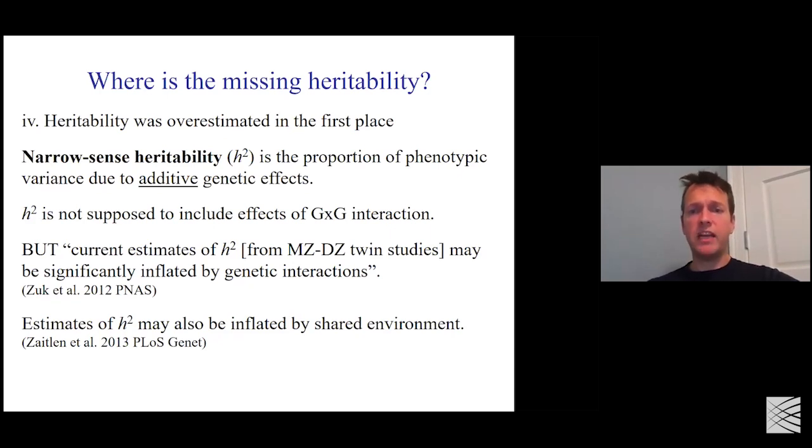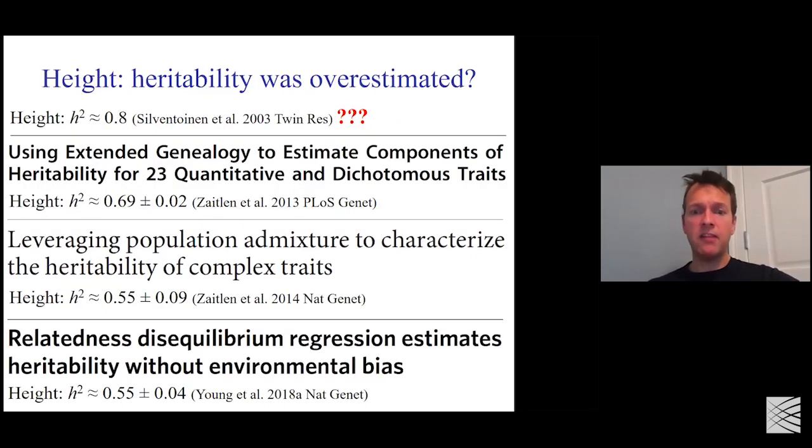2012, that could inflate your twin-based estimates. So there's people out there who believe that the twin-based estimates may be inflated, despite the fact that they're sort of the best, well, until recently at least, they were the best thing we have. I'd like to highlight this paper of Young et al.